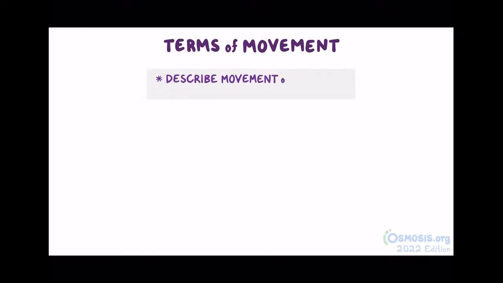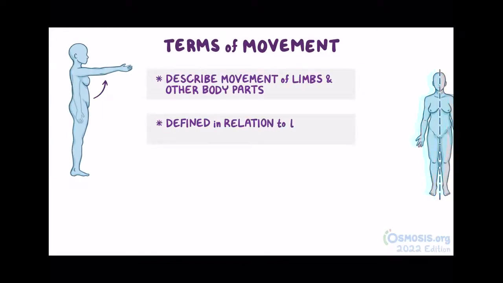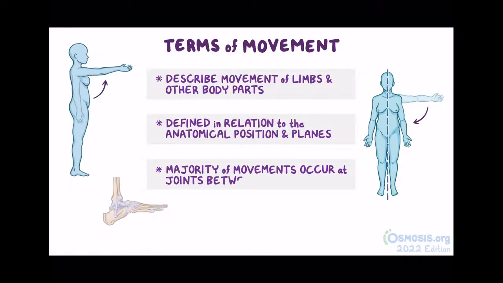Now, there are also various terms used to describe the movements of the limbs and other body parts. Most of these movements are defined in relation to the anatomical position in the planes we've discussed already. The majority of movements in the body occur at joints between 2 or more bones.